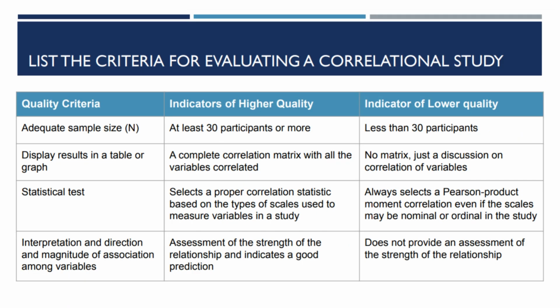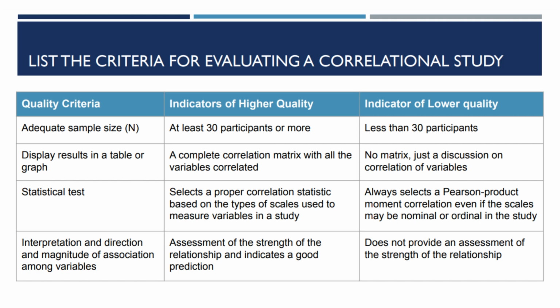So now we're going to look at the criteria for evaluating a correlational study. First things first, we need to make sure that we have an adequate sample size. So having 30 participants or more is better. The bigger, the better. We need to be able to display the results in a table or a graph. So having a correlational matrix showing some of the scatter plots is important.